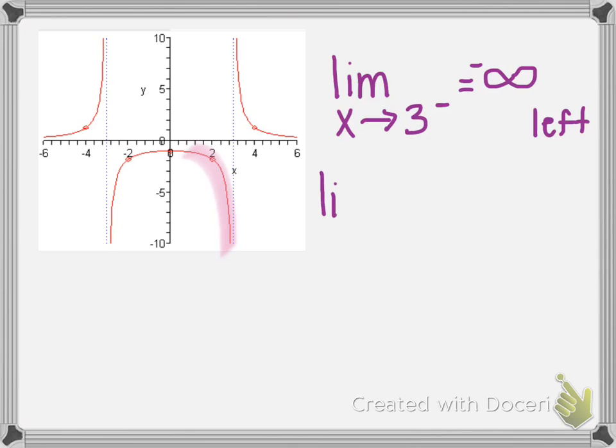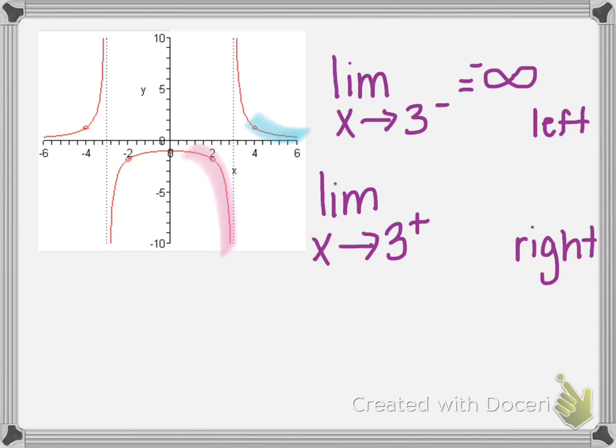So again, I could do the same limit and say that I want to know where it's approaching from 3, but this time I could put the plus sign, and that's going to mean that it's coming from the right. So if it's coming from the right, then we can see that as I approach 3, my asymptote is actually going up, so therefore it's going to be approaching positive infinity.